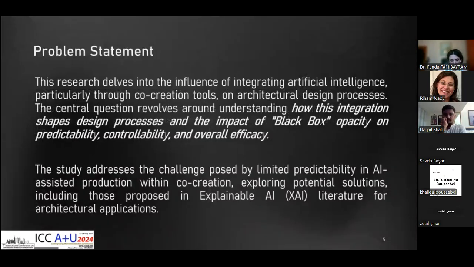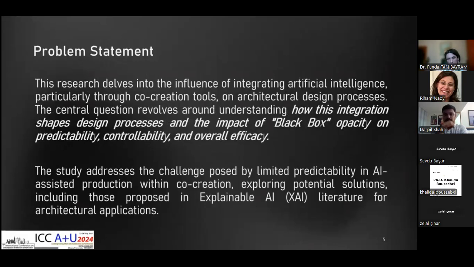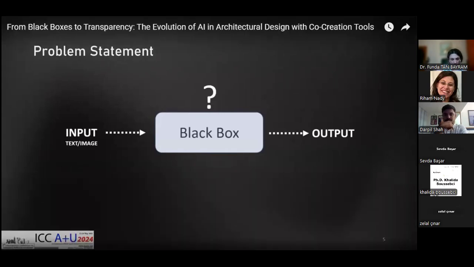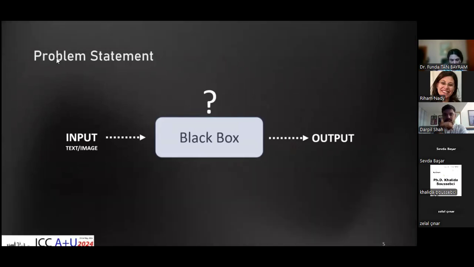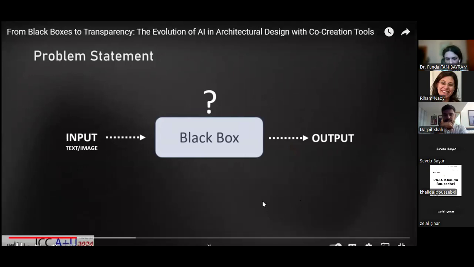The main question is how AI integration affects the design process. Additionally, the research will explore how the black box opacity impacts the predictability, control, and effectiveness of these tools. With co-creation tools, it's possible to obtain an output from a specific input, which can be visual or textual. However, due to the black box nature of AI, the predictability of the resulting product is limited. This lack of predictability poses a challenge in AI-assisted production. This study will address the challenge of co-creation and examine one of the possible solutions, known as explainable AI, XAI, in the literature.